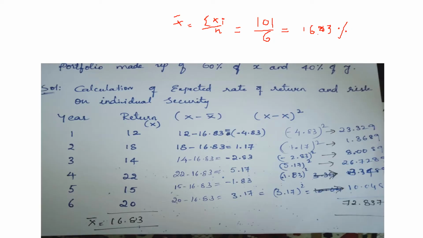X bar is nothing but summation X by N. So summation X means you have to add all these individual securities upon n, the number of securities. For how many years do you have? It is for 6 years. So 6. That is 16.83%.